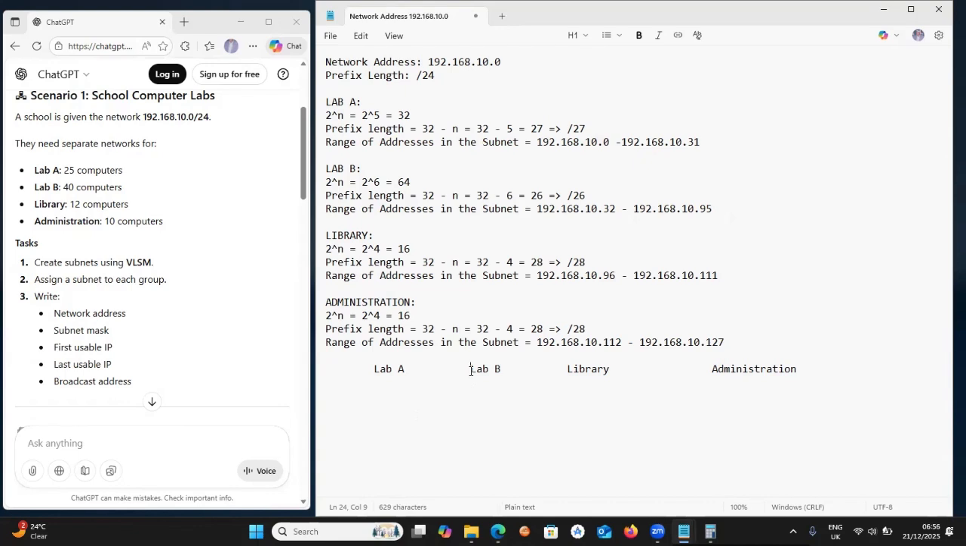So now let's deal with the first. The first is the network address. Now, the network address for lab A.